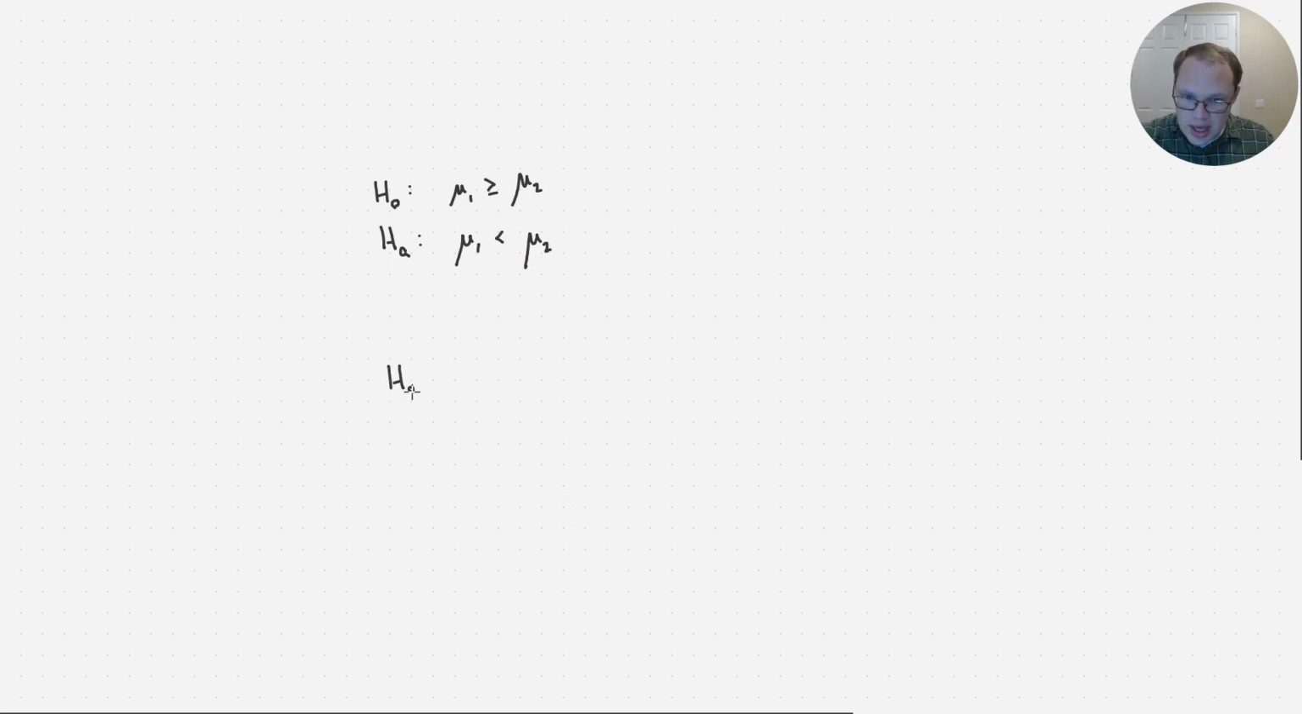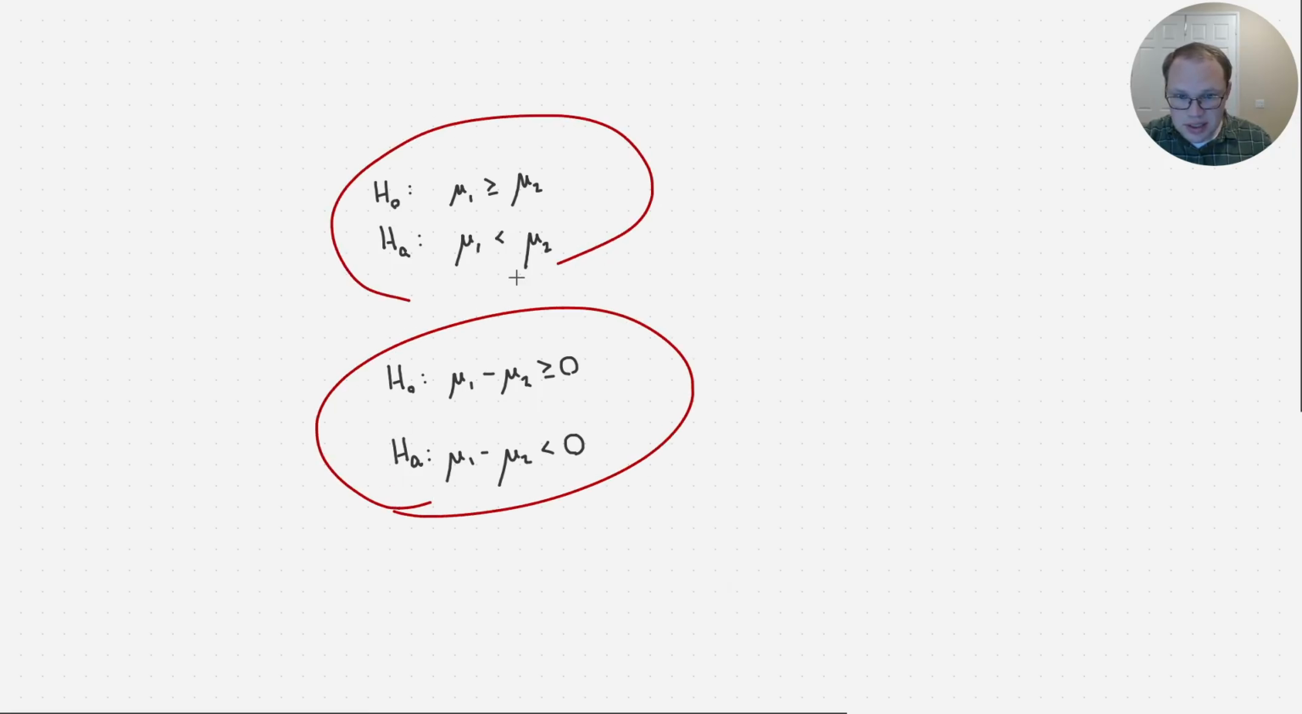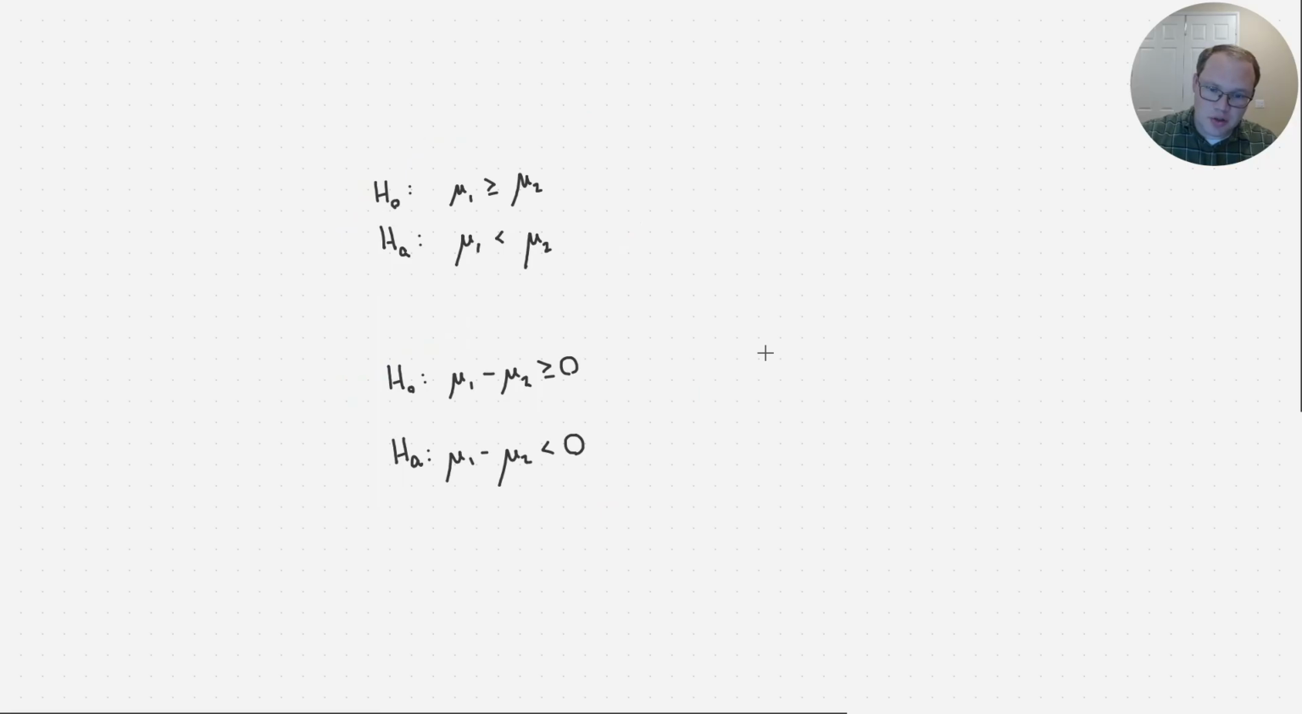So instead, I'm going to get the hypotheses mu1 minus mu2 is greater than or equal to 0, and mu1 minus mu2 is less than 0. Mathematically, these are equivalent statements. These hypotheses are equivalent to the previous hypotheses, but it's going to be a little bit easier for us to work with.